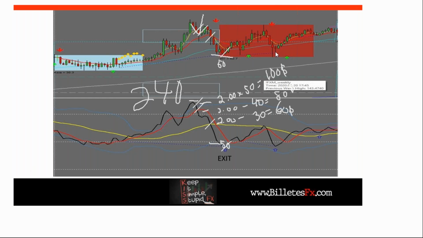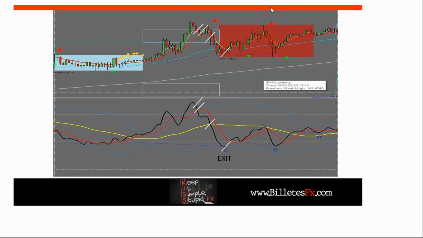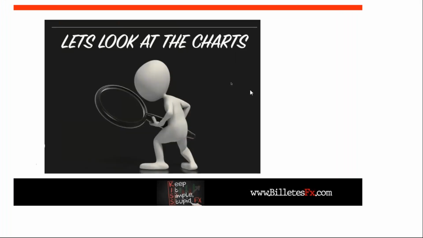Okay. So that little 50-point move times 3, 50, 40, 30. You made over 120, 110 pips on that one single move. All right, let's look at some charts.